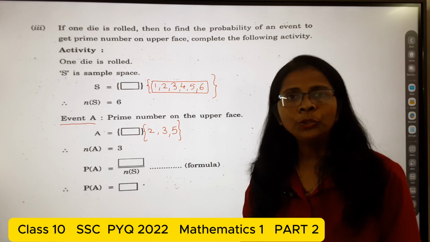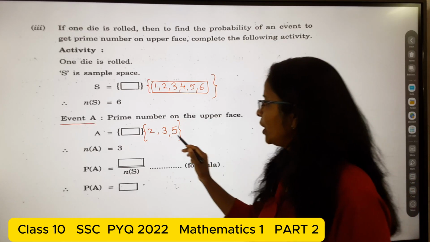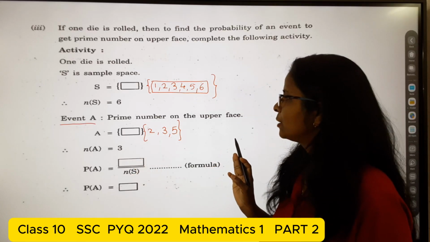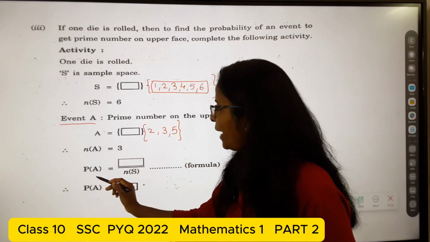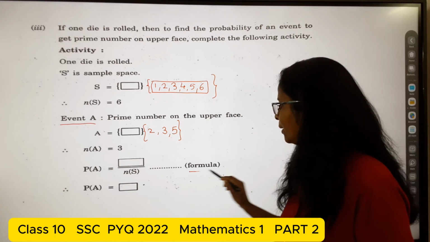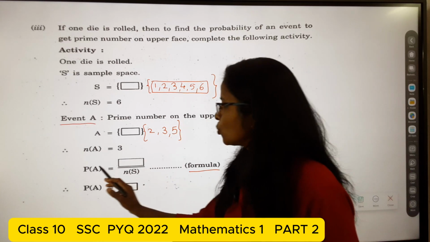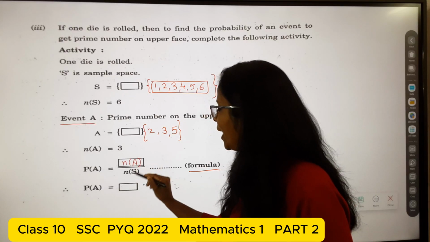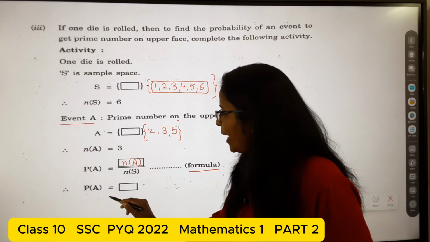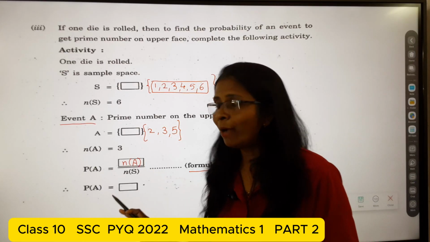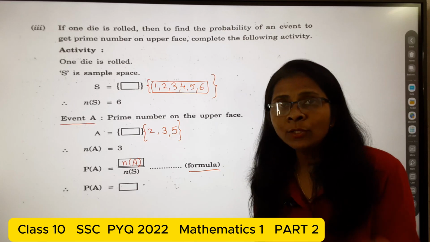Okay, so 2, 3, 5. So here students, n of A is equal to 3. Then P of A is equal to... Now, the formula for the probability, we have to write the formula. So P of A is equal to n of A upon n of S. You have to write the final answer here, students.